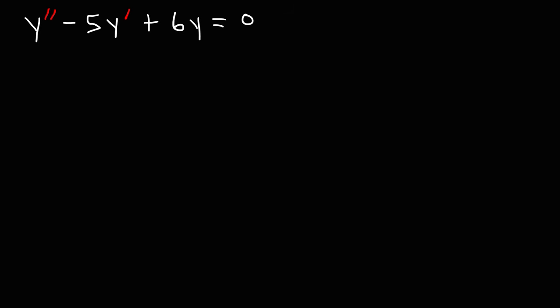How would you solve an equation that looks like that? y double prime minus 5y prime plus 6y is equal to 0. How would you solve that differential equation? In this video, we're going to talk about it.